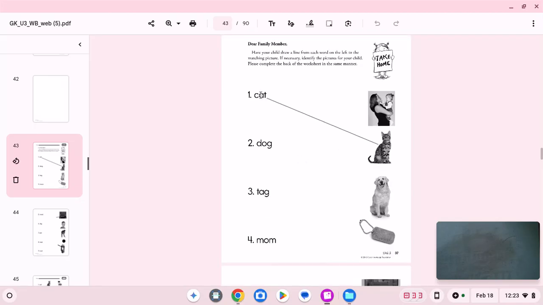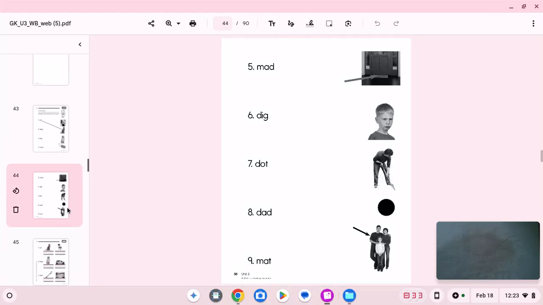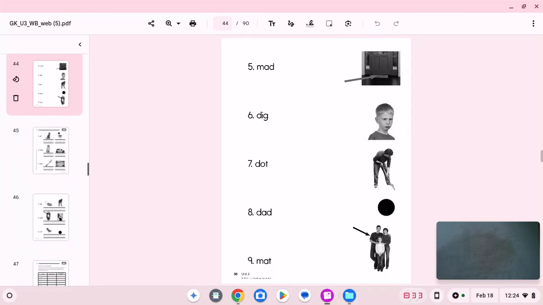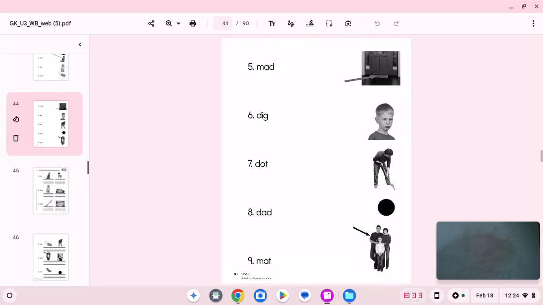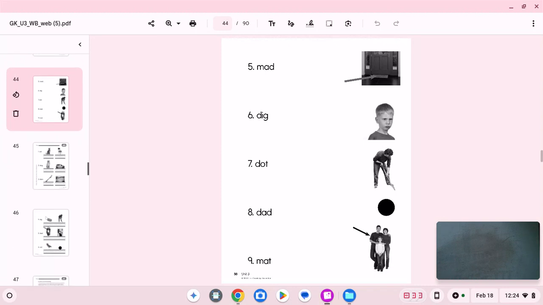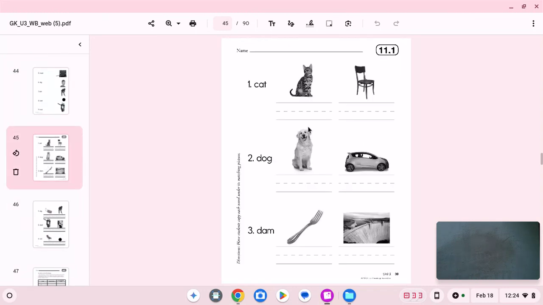41, you're essentially reading the word and drawing a line to the appropriate picture. And we're going down to 43. We just did that one. 45, 46. On this one, I would fold the paper where they cannot read the word. Okay, so fold it right there where they can't see the word. I would unfold it, read the word cat, fold it back where they can't read it, and then they have to write cat underneath the appropriate picture.